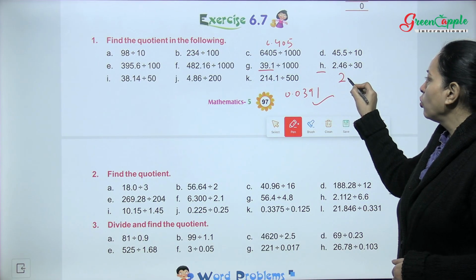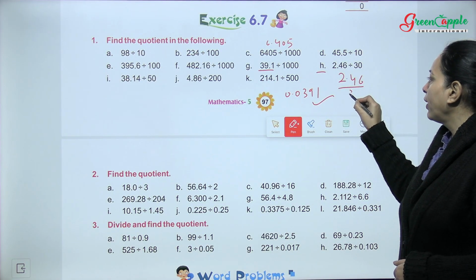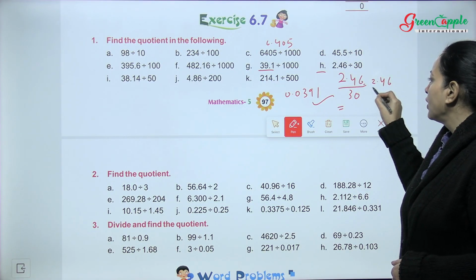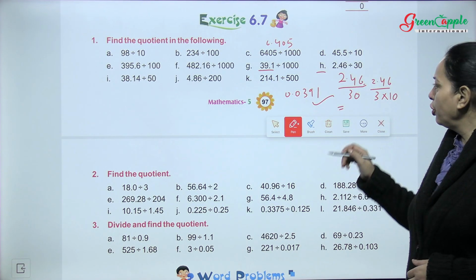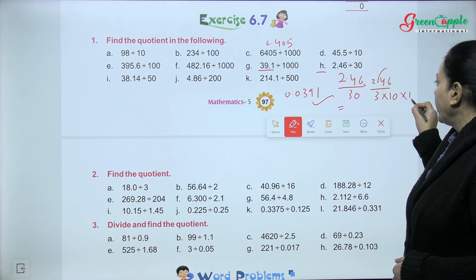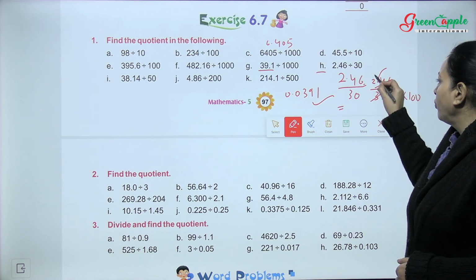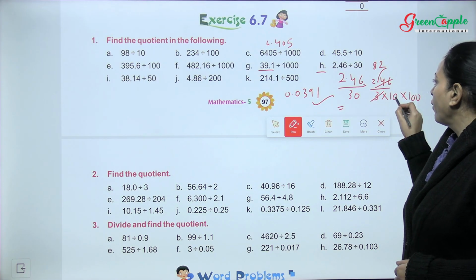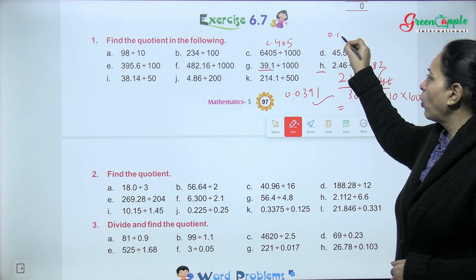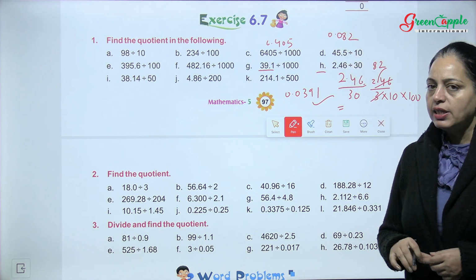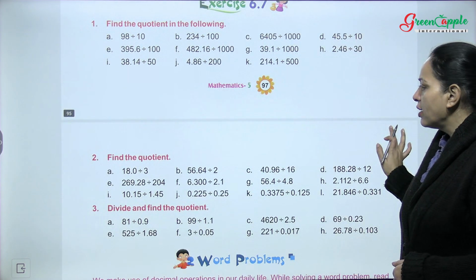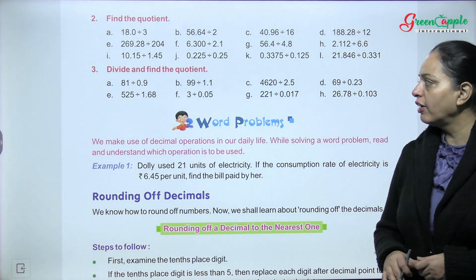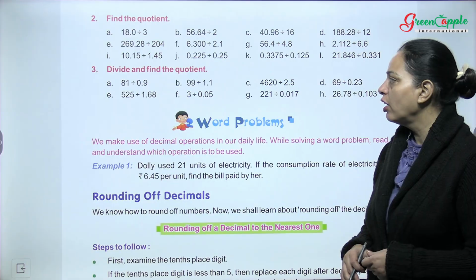Like H part 2.46 divided by 30. So what will you do? 2.46, 3 into 10, remove this decimal, you will get 246 upon 100, cut it by 3, 3 8s are 24, 3 2s are 6. So 82 by 1000, answer is 0.082. Similarly, you can try remaining parts. Now the second question, find the quotient. You can try this one, and third also, divide and find the quotient.